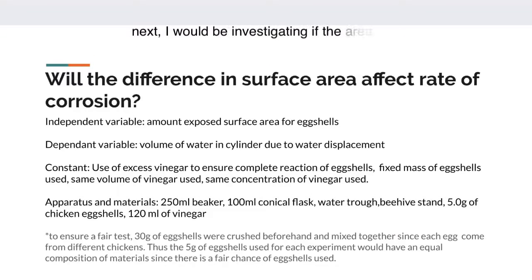Next, I will be investigating if the area of exposed surface will affect the rate of corrosion. This is done by the experiment that I am about to show you. Firstly, these are the independent, dependent, and constant variables.